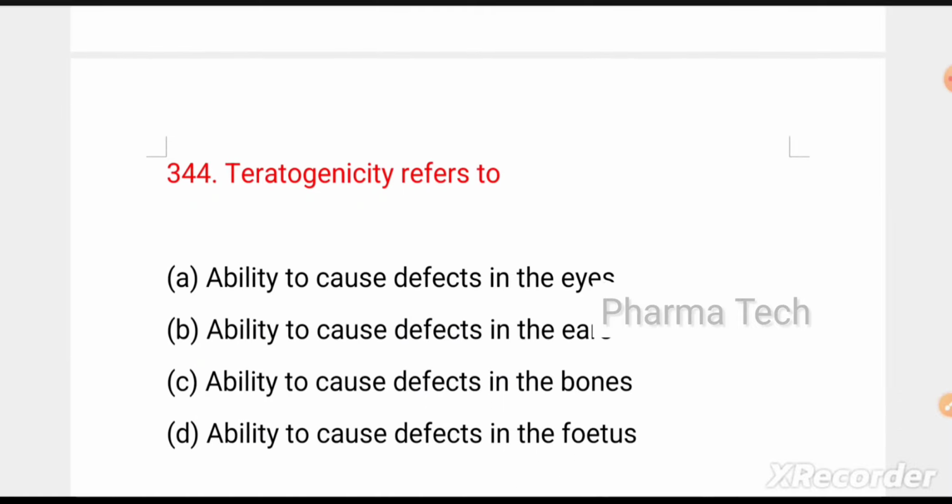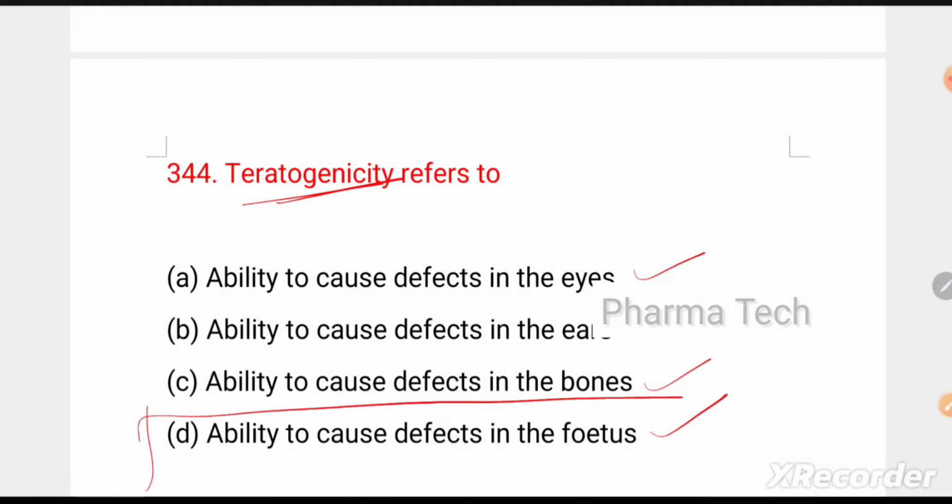Next question: teratogenicity refers to? Options are ability to cause defects in the eyes, ears, bones, or the fetus. Teratogenicity: the answer is ability to cause defects in the fetus.